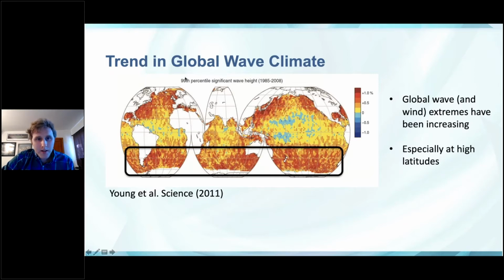Also, there's a trend in the global wave climate. There's a Science paper in 2011 that looked at altimeter measurements of waves and wind speeds over a couple decades, and they found that the highest percent year-over-year increase of significant wave height was occurring in the Southern Ocean and Northern Atlantic regions. And so especially at high latitudes, waves are becoming a more important, more prominent part of the climate system.